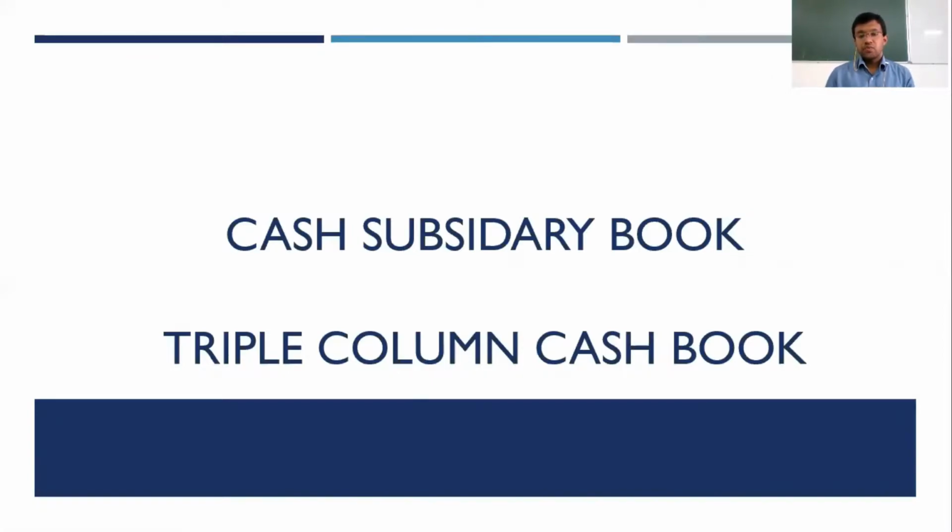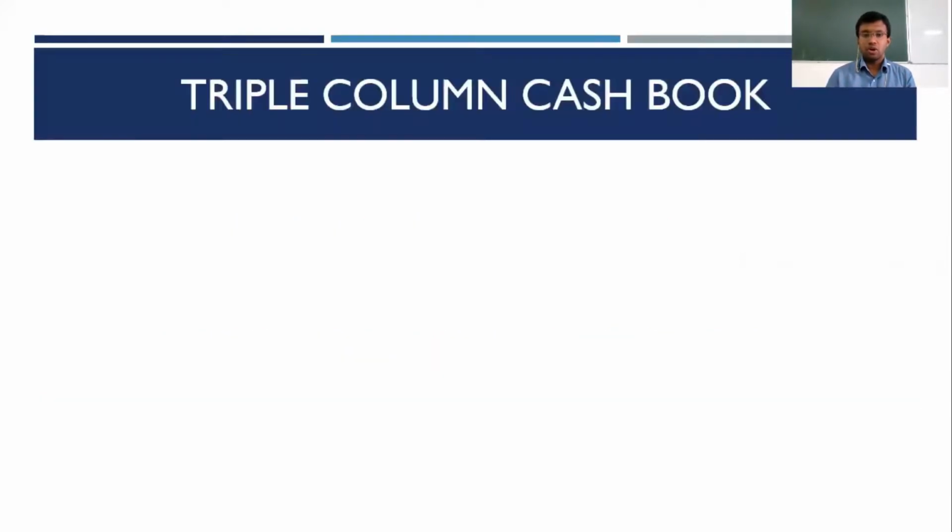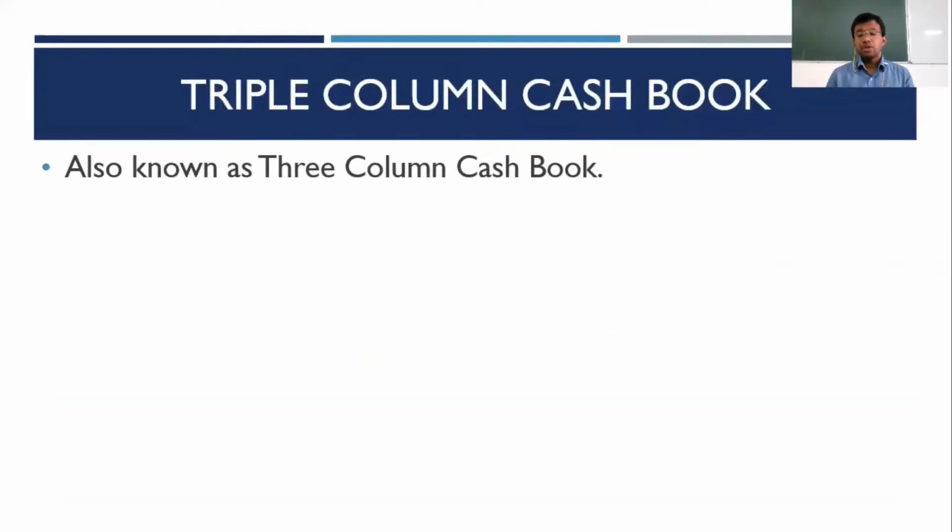In today's session, we would be learning the next subsidiary book for recording cash transactions, which is the triple column cash book. In previous sessions, we learned single column and double column. Today, we would be learning the triple column cash book, which is also called the three column cash book.